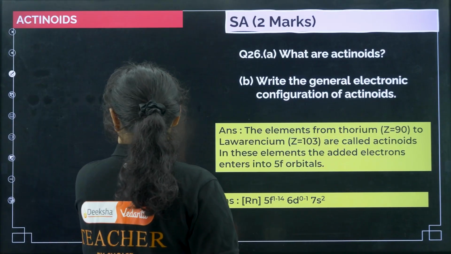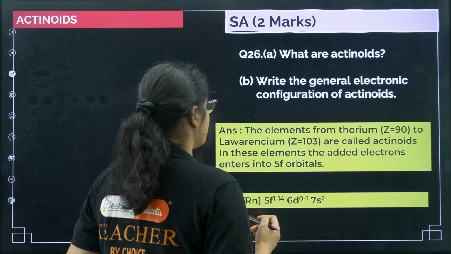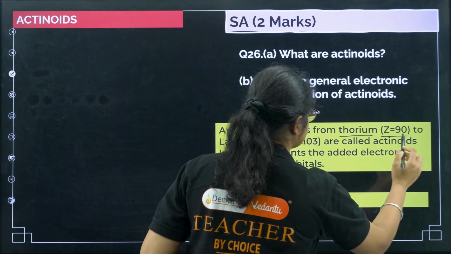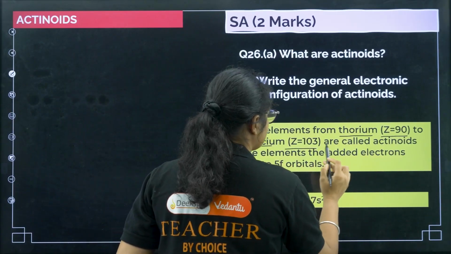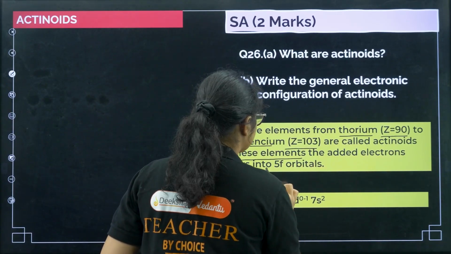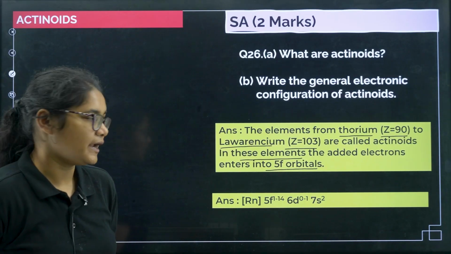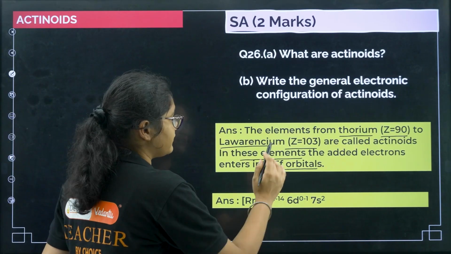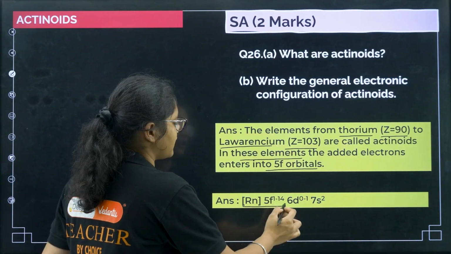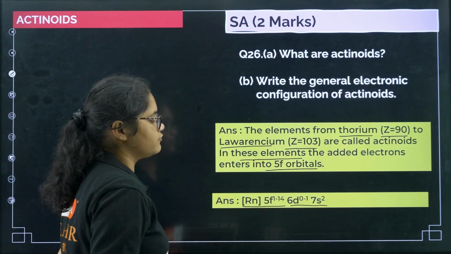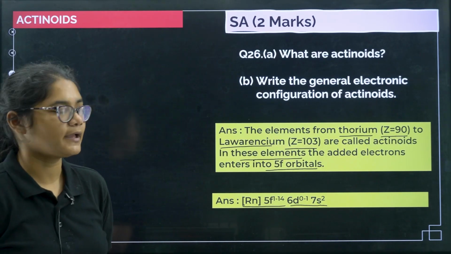Next, question number 26 is about actinoids. What are actinoids? The elements from thorium, that is 90, to lawrencium 103 are called actinoids, and in these elements the electrons enter the 5f orbitals, right. Next, general electronic configuration, Rn 5f1 to 14, 6d 0 to 1 and 7s2, okay.